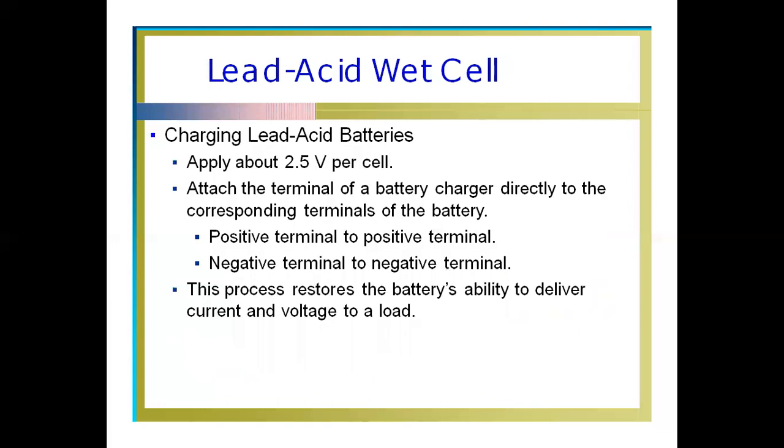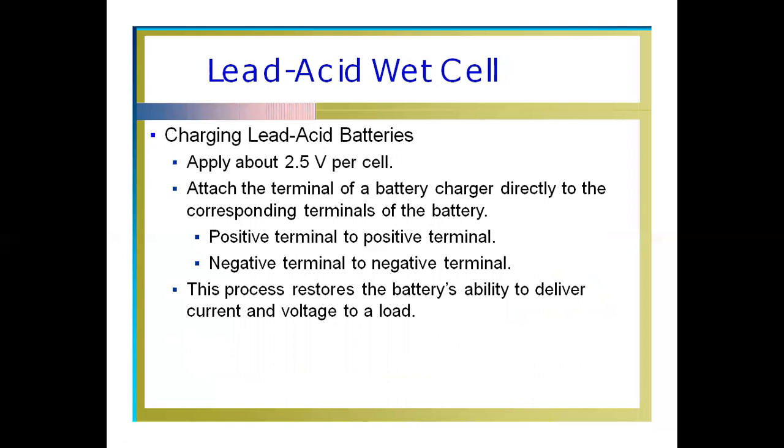Charging lead acid batteries applies about 2.5 volts per cell. To charge them, we have to give 2.5 volts per cell. If 10 cells are there, then you have to give 25 volts in total.